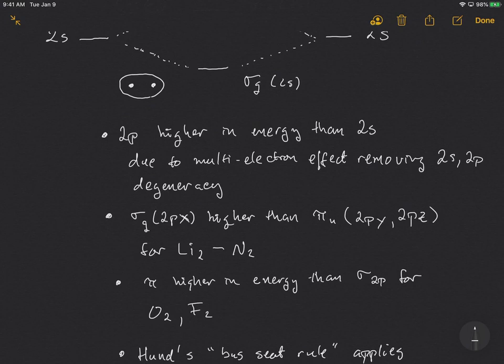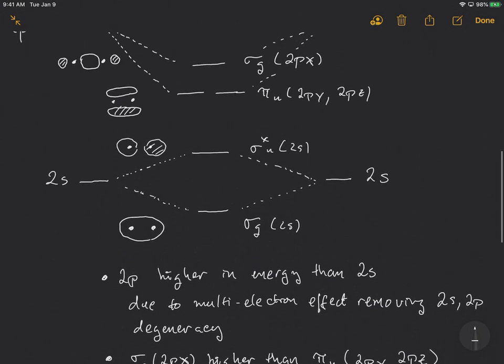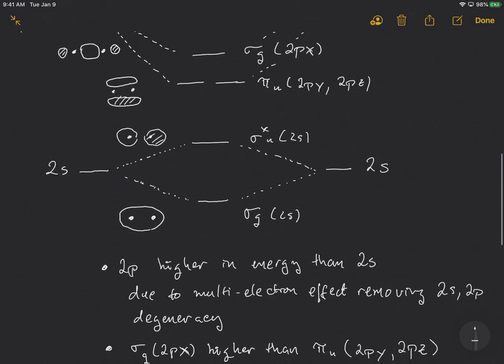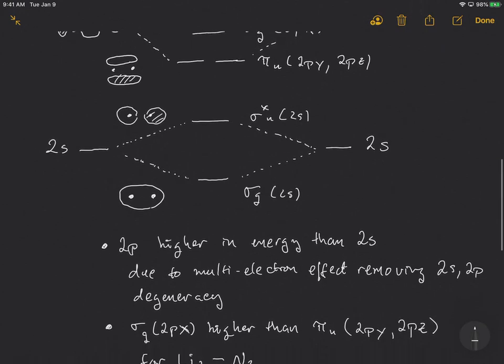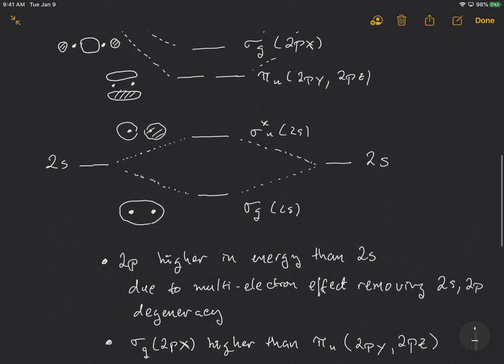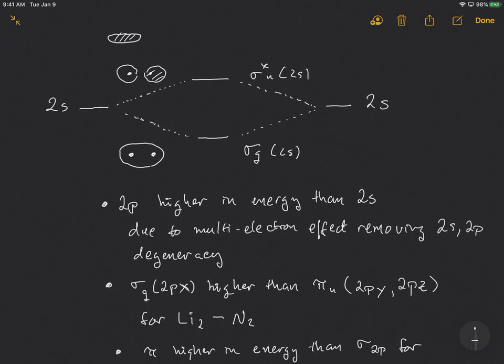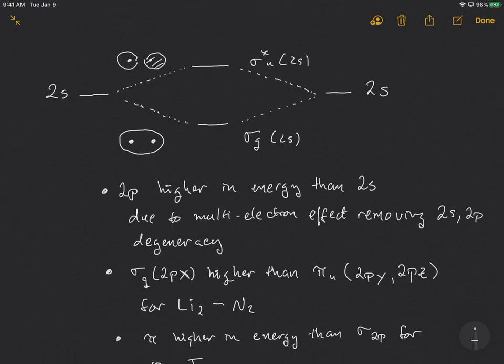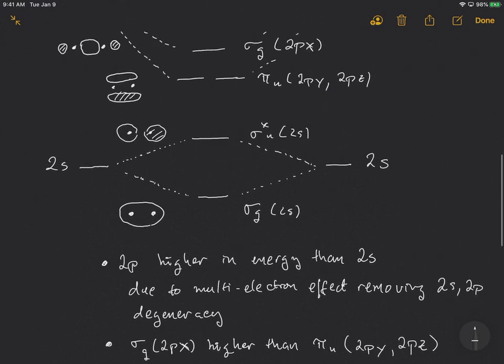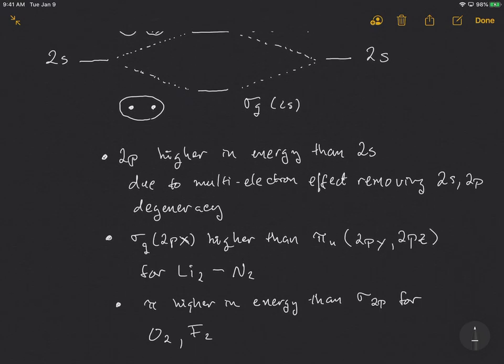Now, as it turns out, the way we drew this diagram here, we have sigma g 2px above pi u 2py 2pz, and that is what we expect for part of this second row. For lithium 2 to nitrogen 2, that's the energy ordering. However, pi u 2py 2pz is higher in energy than sigma 2px for O2 and F2.